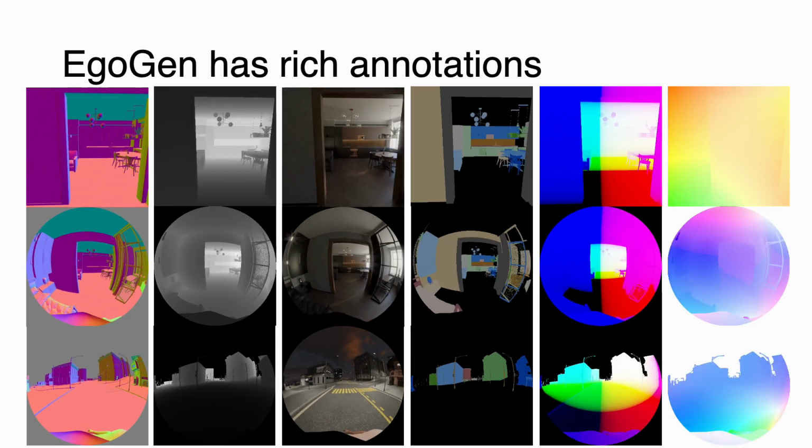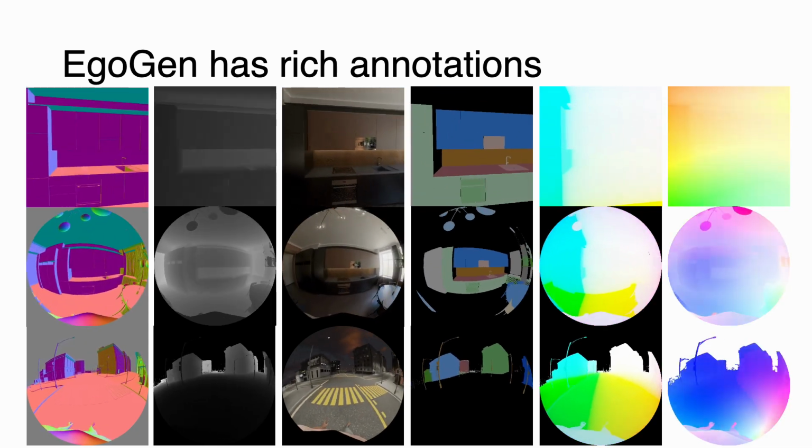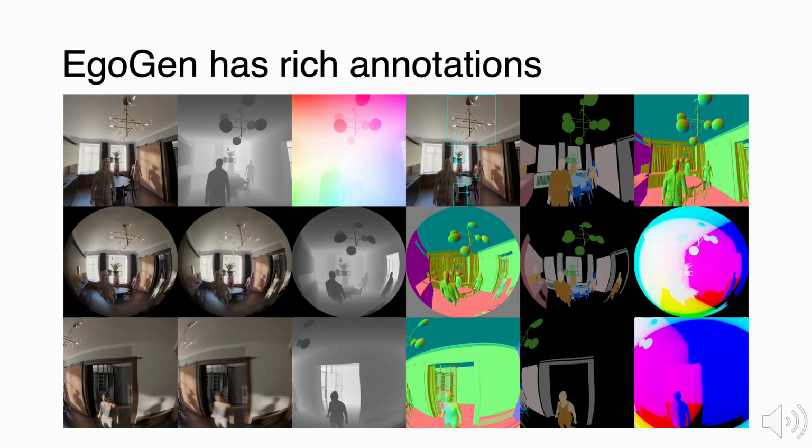EgoGen supports various cameras and camera rigs. We can render high-quality egocentric synthetic data with a rich set of ground truth annotations, including RGBD images, optical flow, surface normals, segmentation masks, object bounding boxes, world positions, and simulated motion blur for egocentric perception tasks.